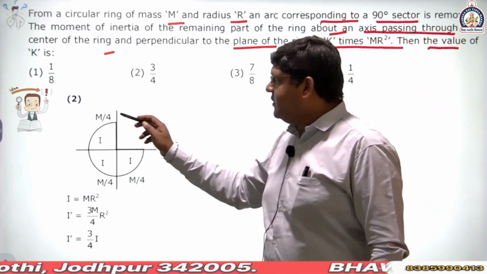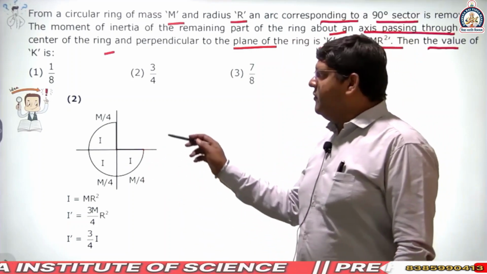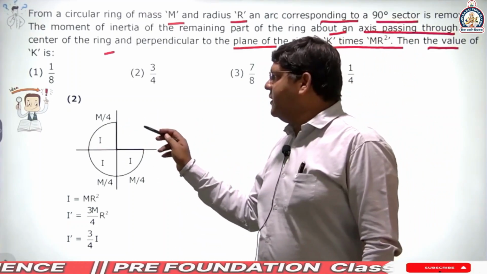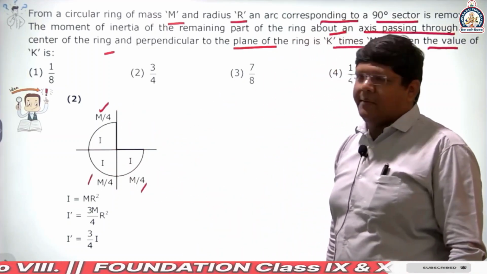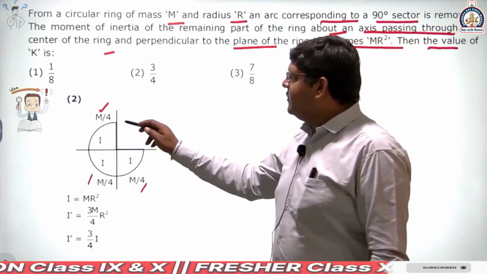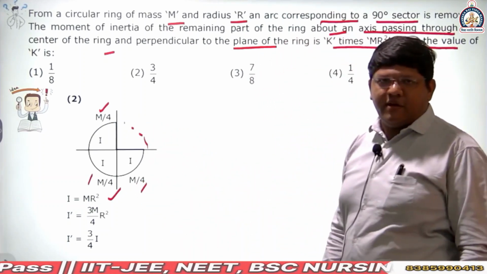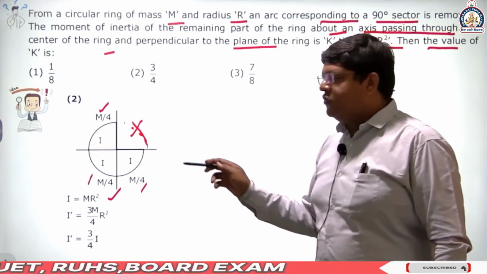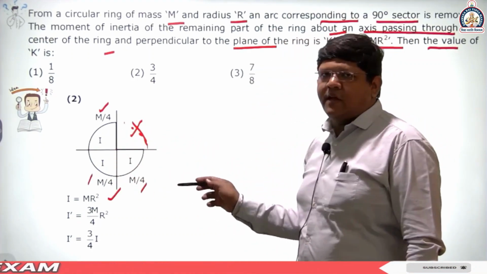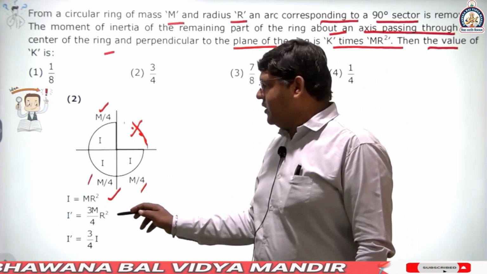Question says a circular disc is there and I represents the moment of inertia. If the total mass is m, we can say the mass of each fourth part is m by 4, m by 4, m by 4, and this is also m by 4. Now if this is connected totally, then the moment of inertia is mr square. Now the question says this is removed. So we are left with the three portions. The moment of inertia of the remaining part comes out to be 3 by 4 mr square.